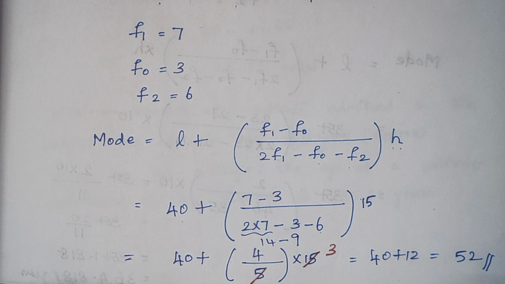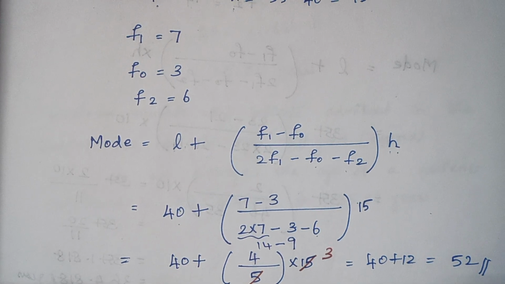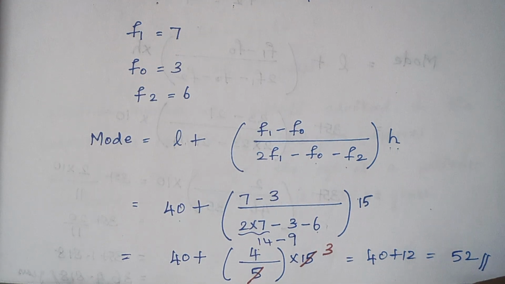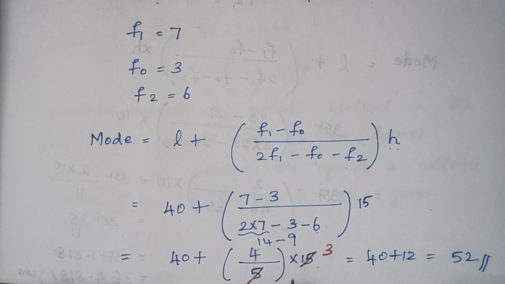Therefore 40 plus, here 7 minus 3 gives you 4. And when you solve the denominator, here the answer is 5 multiplied by 15. So this 5 and 15 get cancelled 3 times. So 4 3s are 12. So 40 plus 12 gives you 52. Therefore, the mode value for the given tabulation is 52.